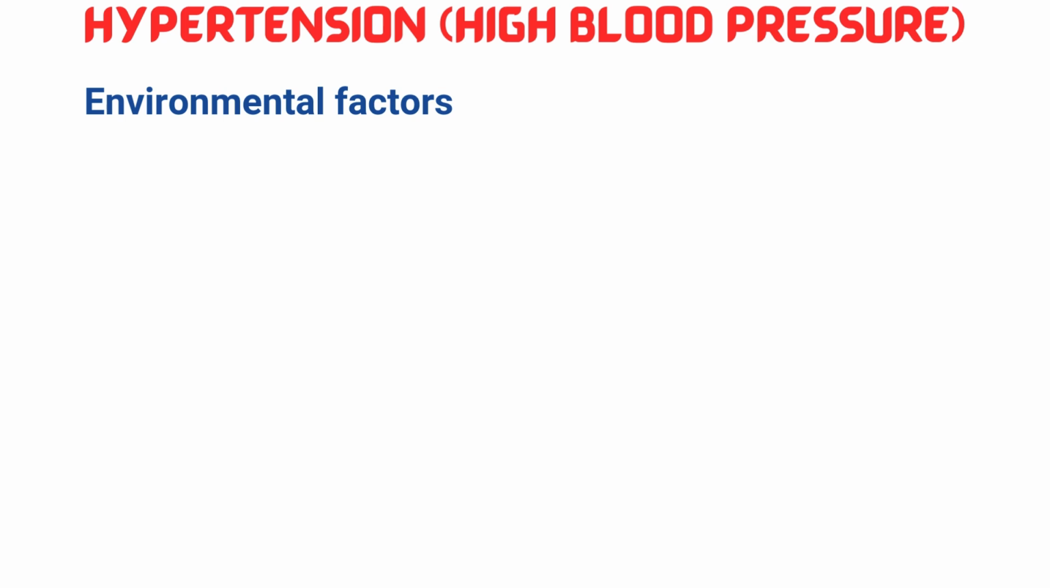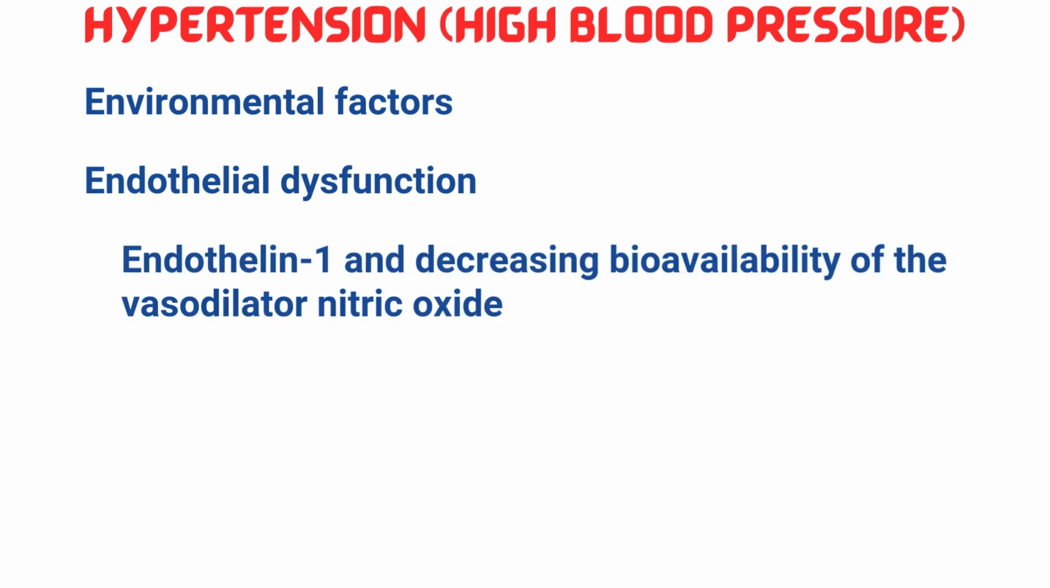Environmental factors. Populations living in non-industrial regions are less vulnerable to high blood pressure and age-related cardiovascular problems. Endothelial dysfunction is another important contributor to blood pressure elevation in the elderly. With aging, elevation in vasoconstrictors such as endothelin 1 and decrease in bioavailability of the vasodilator nitric oxide occur. These biochemical changes have been associated with increased arterial stiffness and the development of isolated systolic hypertension.